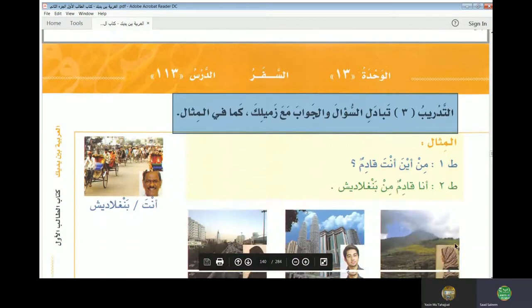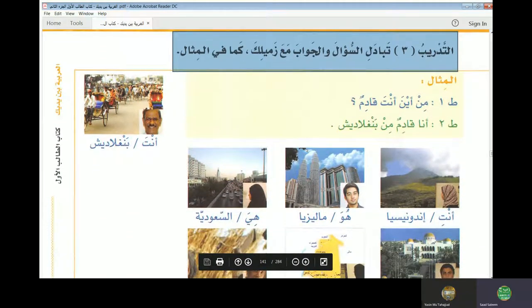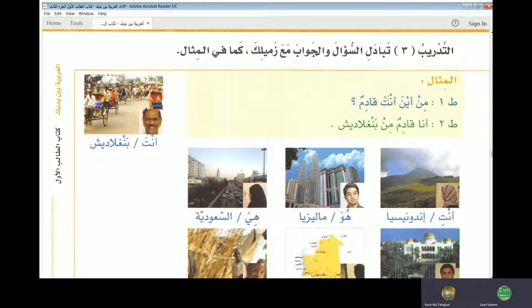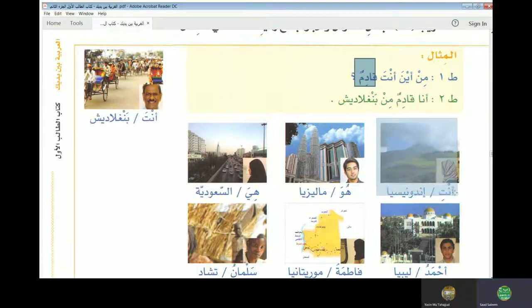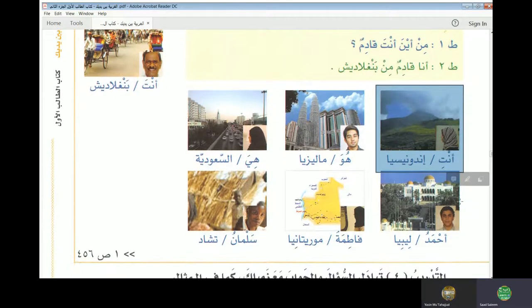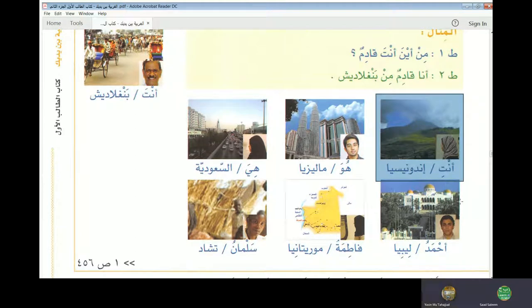The third exercise. Exchange the question and answer with your colleague like in the example. Min ayna anta qadim? Where are you coming from? Ana qadim min Bangladesh. I am coming from Bangladesh. Okay. Qadimun is for male and qadimatun is for female. Min ayna anti qadimatun? Where are you coming from?